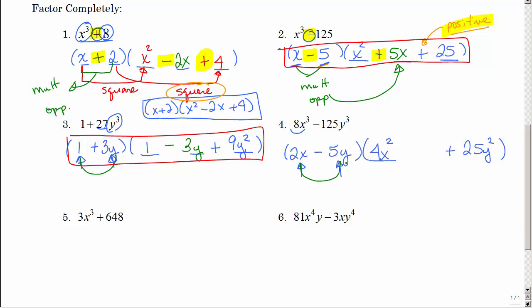Then we multiply that together. So that's negative 10xy. I just like to put the letters in alphabetical order and take the opposite sign. So I like to look at this as SOS. Square, opposite, square. Might help you to remember that process.